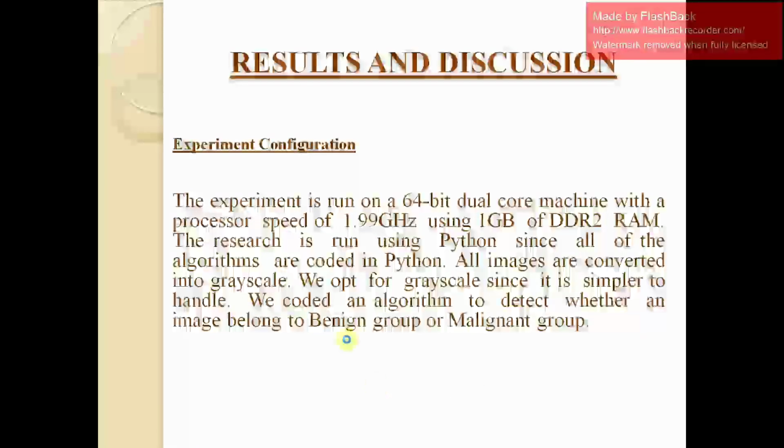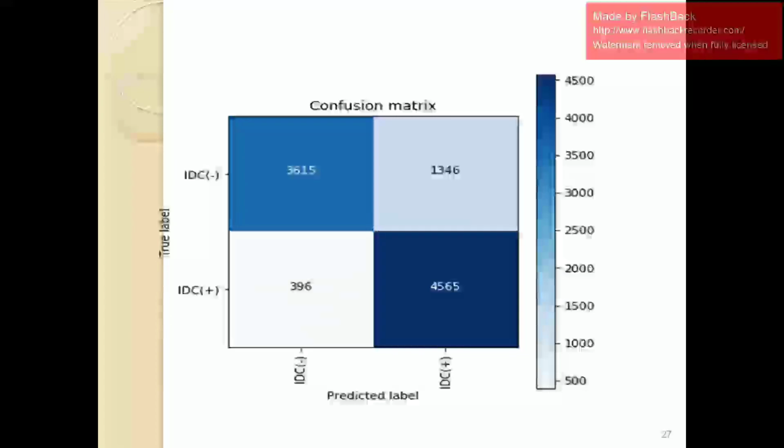Results and discussion. The experiment is run on a 64-bit dual-core machine with a processor speed of 1.99 GHz using 1 GB of DDR2 RAM. The research is run using Python since all the other algorithms are coded in Python. All images are converted into grayscale. We opt for grayscale since it is simpler to handle. We coded an algorithm to detect whether an image belongs to the benign group or the malignant group. Here you see the confusion matrix that I showed you earlier.